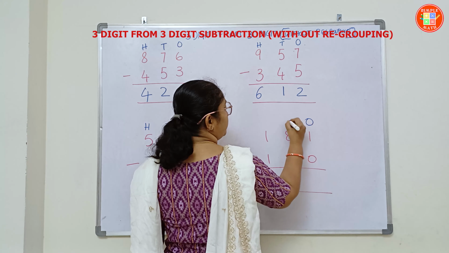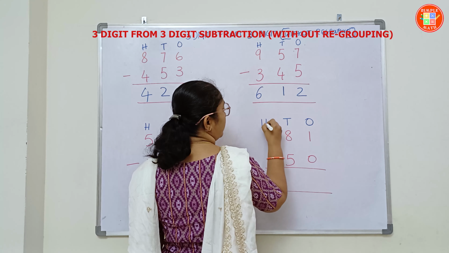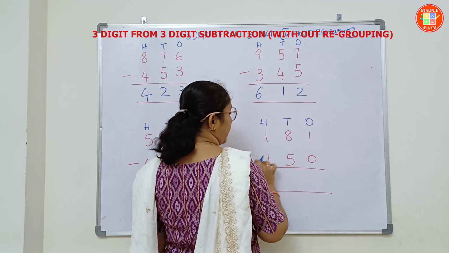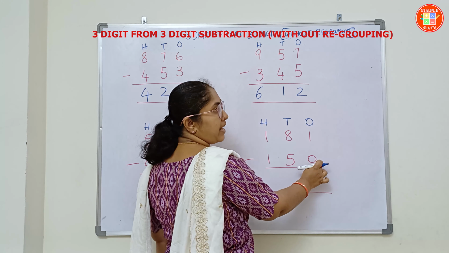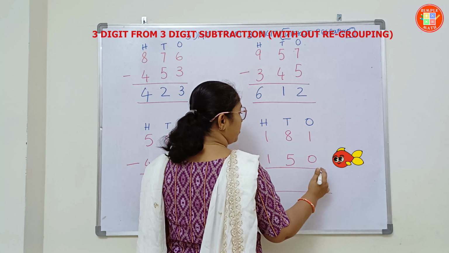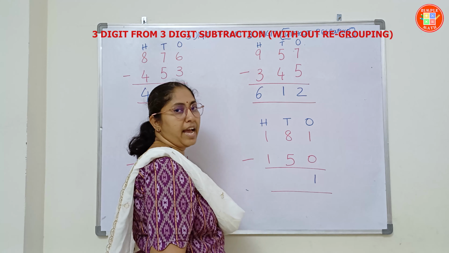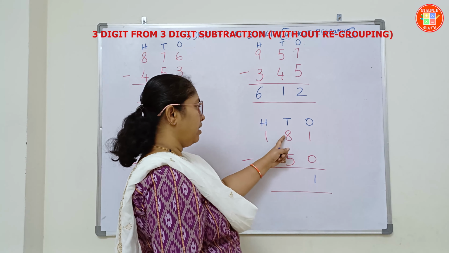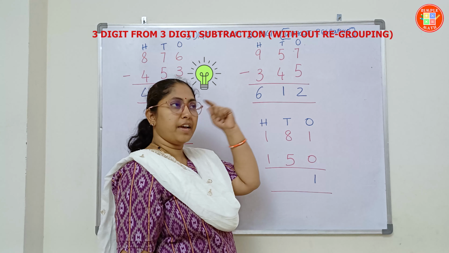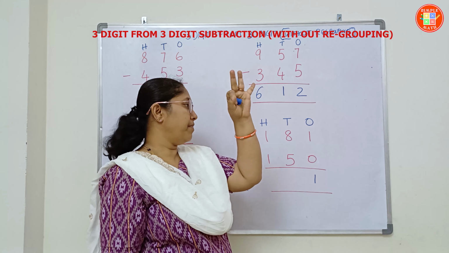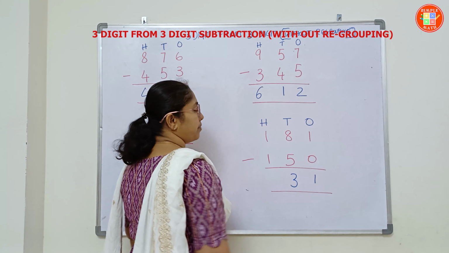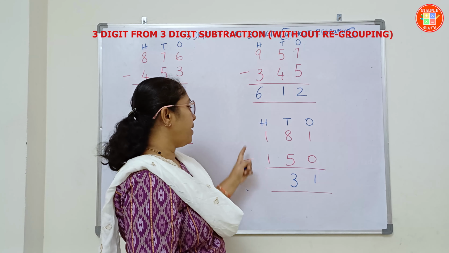Come to the next one. Mark the ones column, tens column and hundreds column. Okay. 1 minus 0. When you subtract 0 from any number, what do you get, children? You should remember, we get the same number. So bring down the 1 as it is. 1. 8 minus 5. 5 in your mind, count after 5, 6, 7, 8. How many fingers did you get? 3.